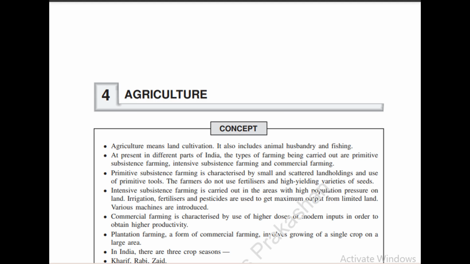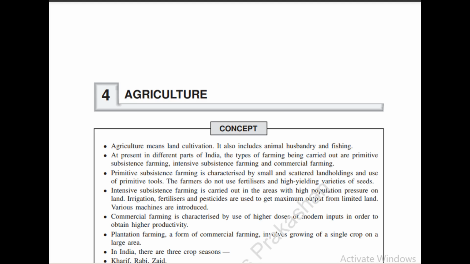And what does subsistence mean? Subsistence means a state of having what you need in order to stay alive, but not more. Okay, so subsistence means it can only allow the people who are tilling the land, cultivating the land to survive, not more than that. So, this is primitive subsistence farming, intensive subsistence farming, and commercial farming.